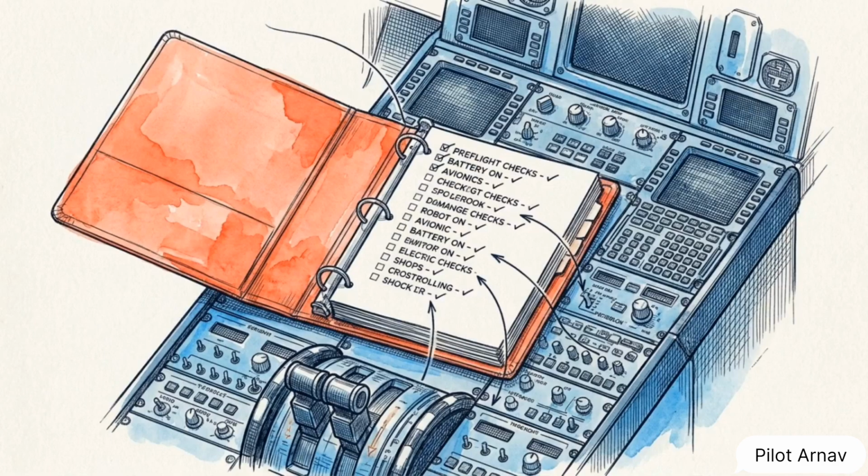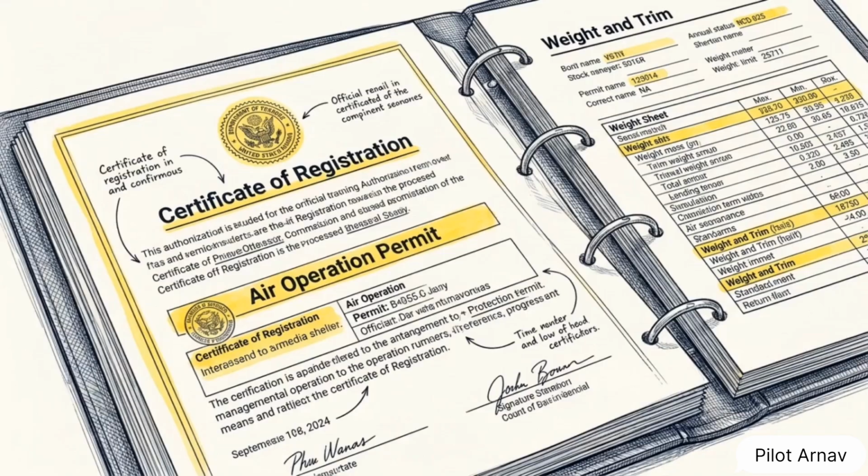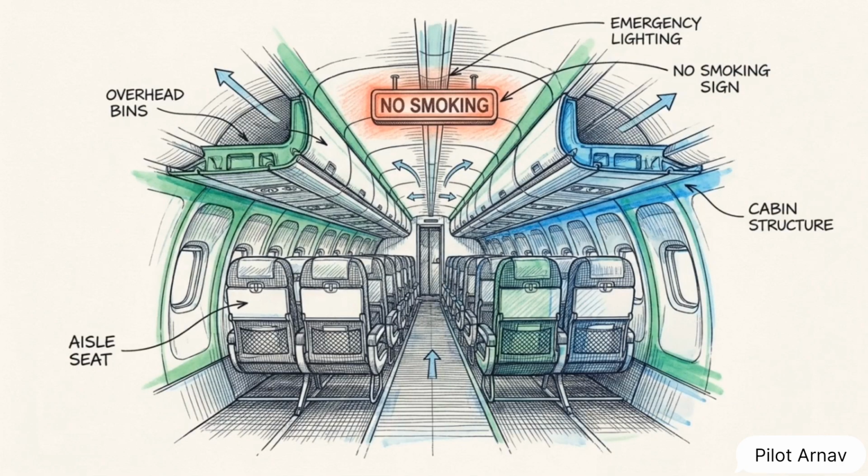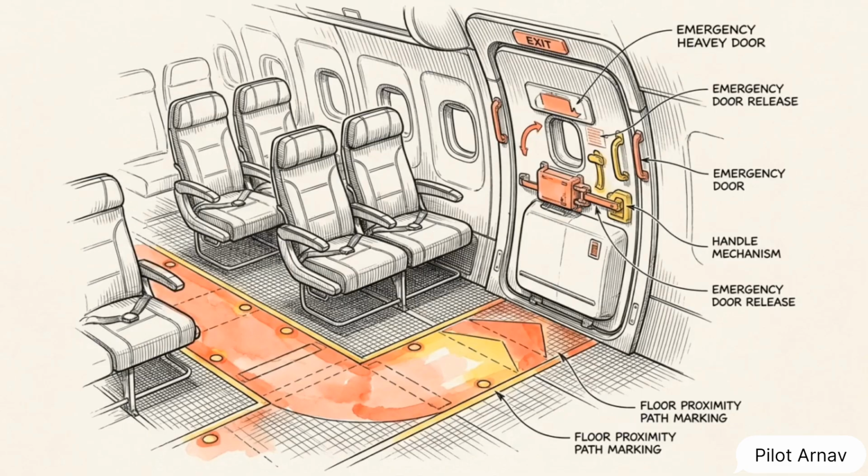Before departure, the operator must verify a suite of mandatory fire-proofed documents on board. This includes the Certificate of Registration, Certificate of Airworthiness, the Air Operation Permit, the Minimum Equipment List, and the precise weight and trim sheets. Governance also dictates cabin protocols. Smoking is prohibited in any part of the aircraft, and all escape paths must be confirmed unobstructed before taxi.